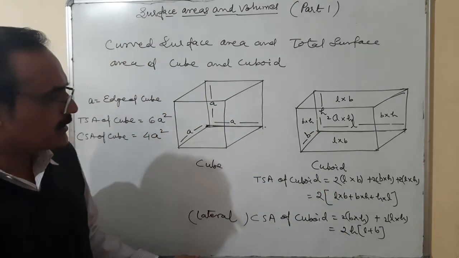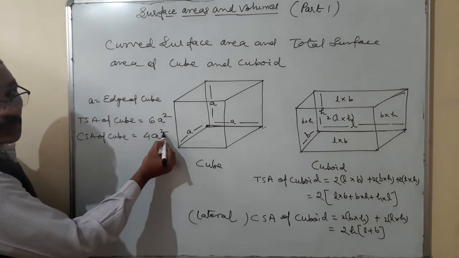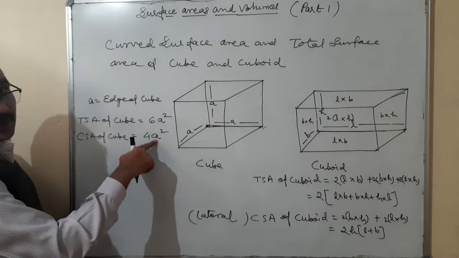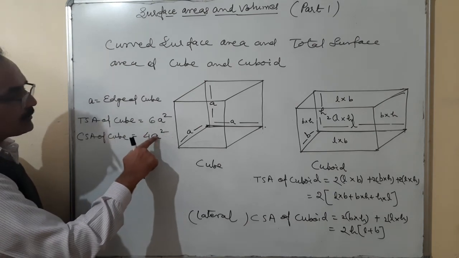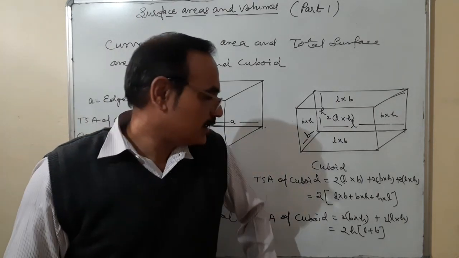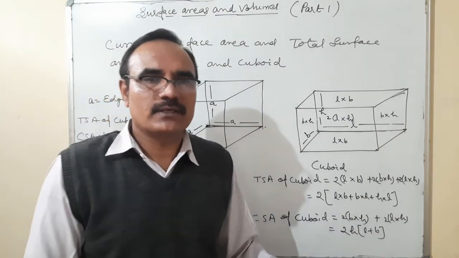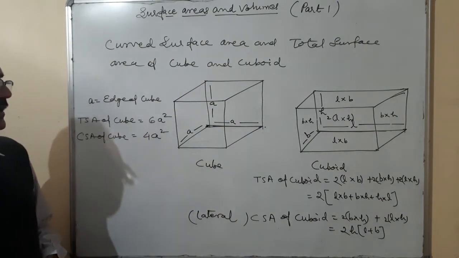square. Suppose this is A square unit. So A is in the form of centimeter, centimeter multiplied by centimeter, centimeter square. Meter multiplied by meter, meter square. So areas are always in the form of centimeter, meter or kilometer square. Okay. So here are these two formulae.